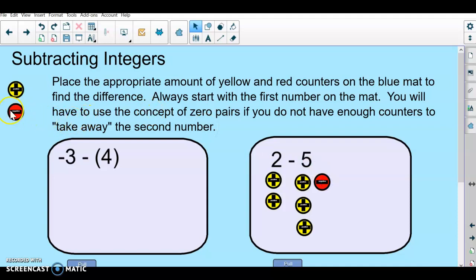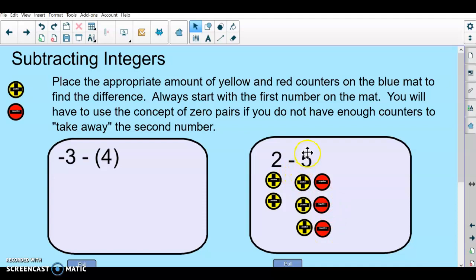So I am going to pair up a negative with every positive that I brought over to give me 5 positives on this mat. Okay, now what is the value on my mat? Well, this is 0, this is 0, this is 0, this is positive 1, this is positive 1, so that's 2 positives. So yes, I have 2 positives on my mat.